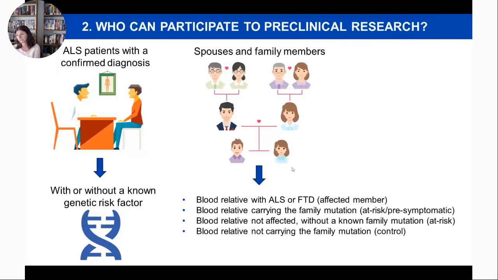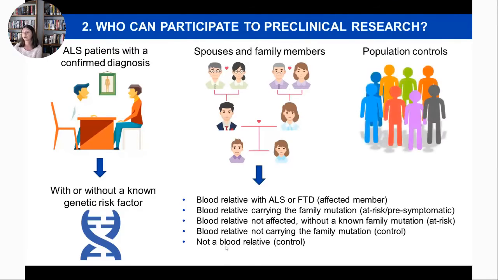And you can also have blood relatives that are not carrying the mutation that is causing the disease in the family. So basically, if the family carries a mutation that is causing ALS, but you know that you're not a carrier of the mutation, you're the best control. So for our studies, you are treated as a control, just like a non-blood relative would be a control. We can also enroll population controls without any family history of ALS, obviously, but with other neurodegenerative diseases, to compare our results to.